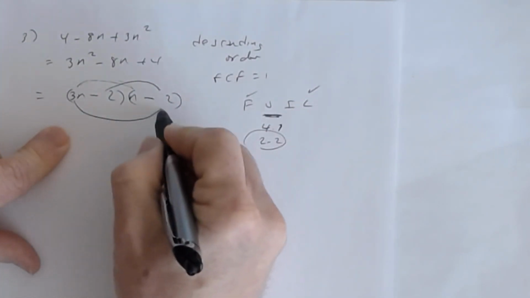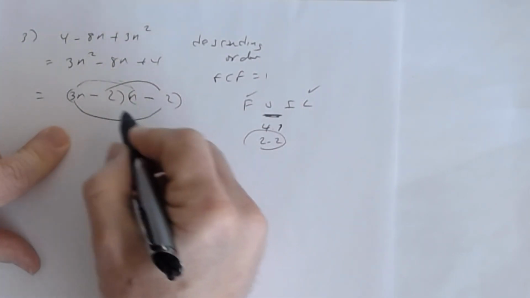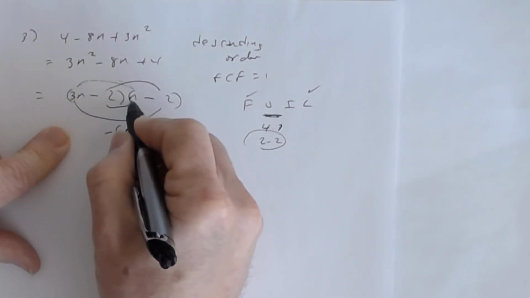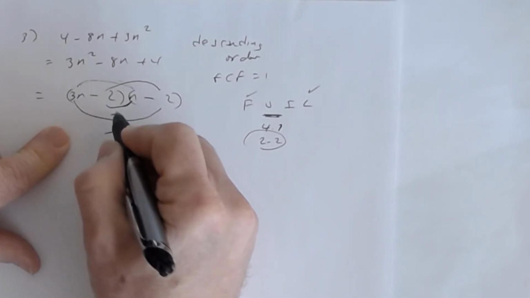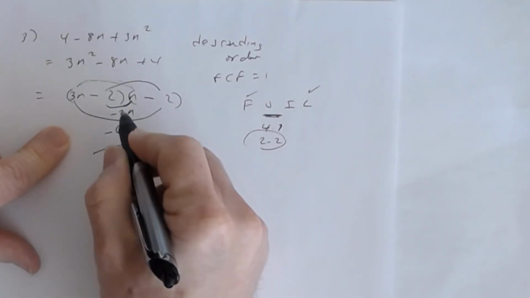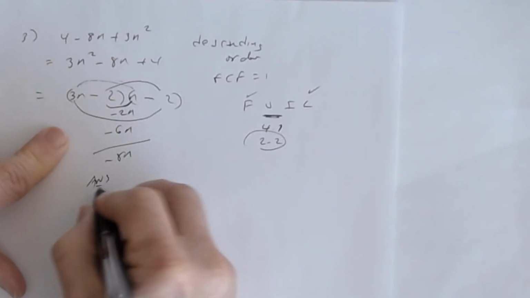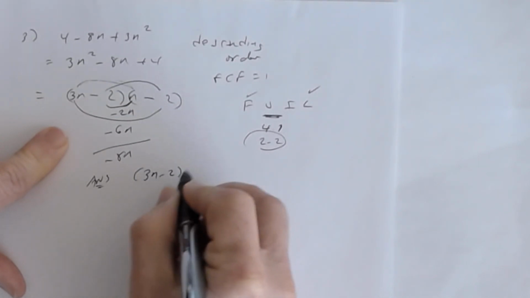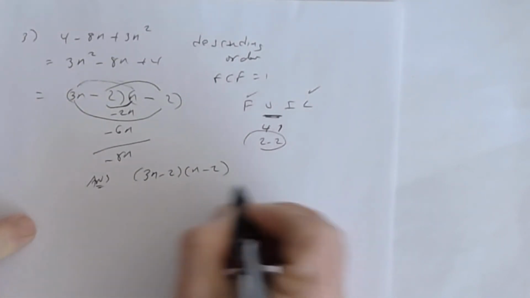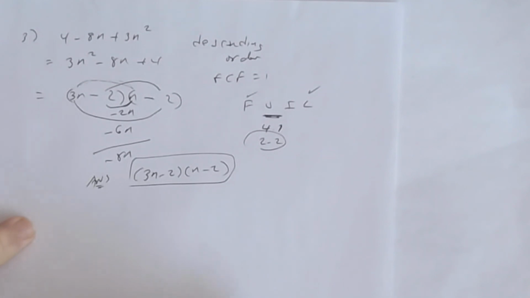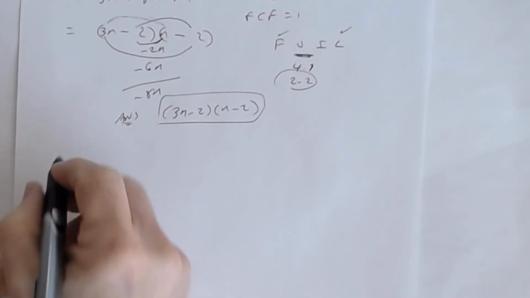The outer, 3n times a negative 2 is a negative 6n. The inner, negative 2 times 2n is a negative 2n. And notice when I add them up, I get a negative 8n. So that's correct. So the answer will be 3n minus 2 times n minus 2. So that's the answer. All right, now let's go to number 4.